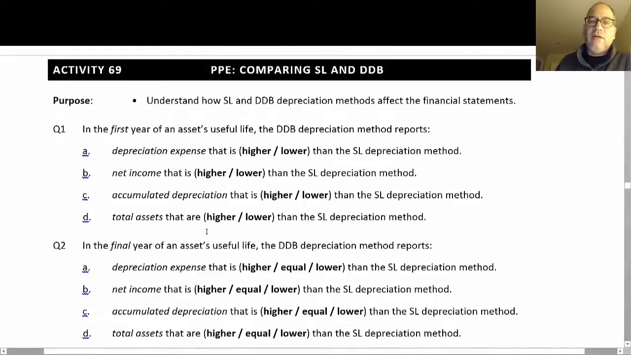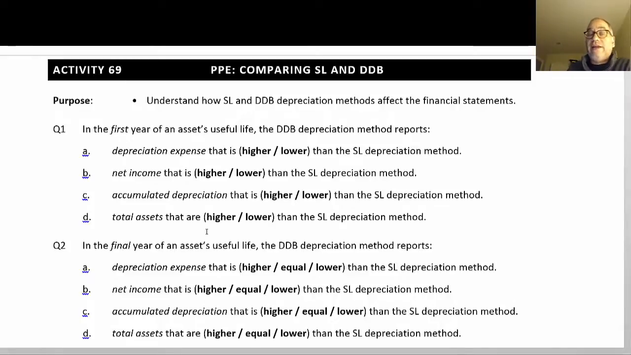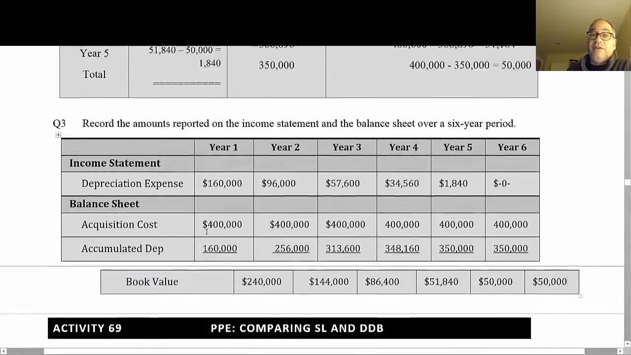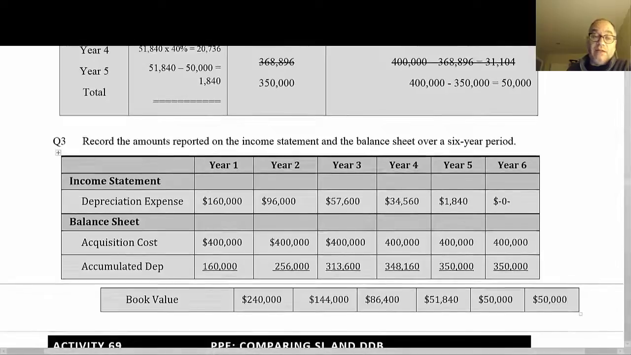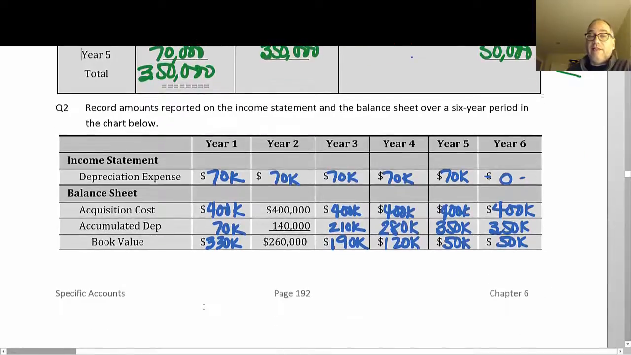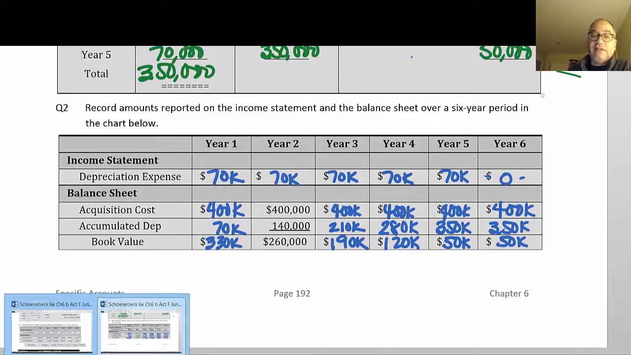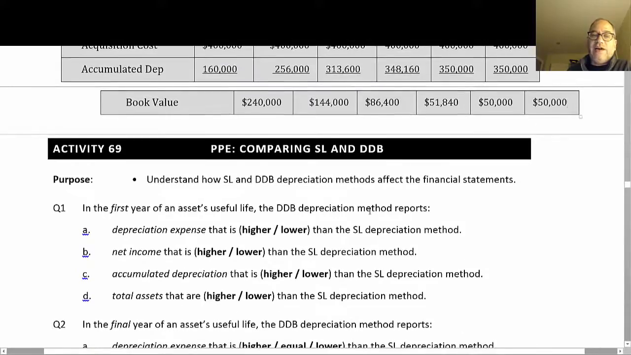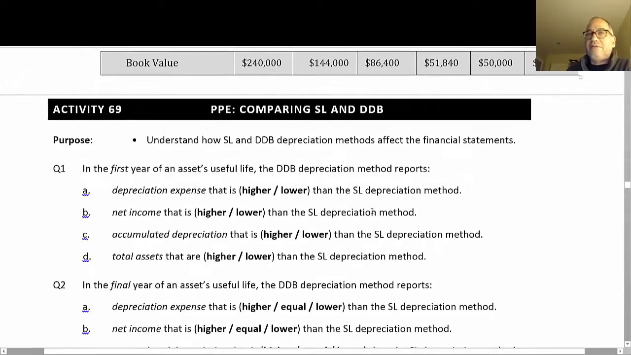Activity 69. What we're going to do now is compare straight line with double declining balance. We computed straight line in activity 67, and we computed double declining balance in activity 68. So if you remember from straight line, these are the results that we got, 70,000 a year, and for double declining balance, these are the results that we got, nicely typed. So now, activity 69, let's compare the two.